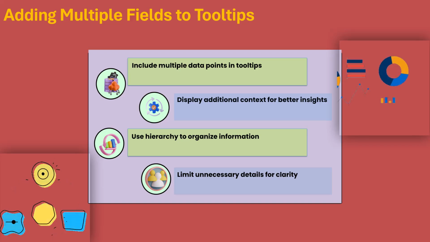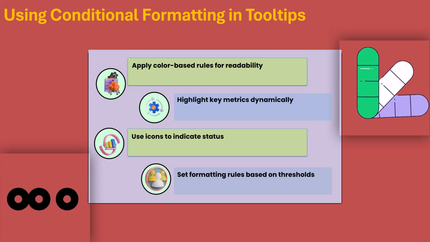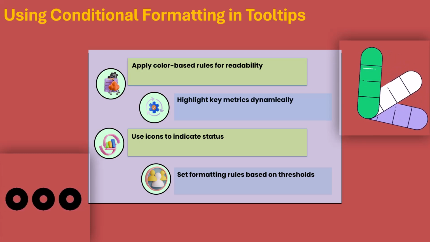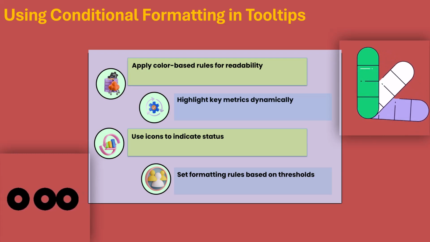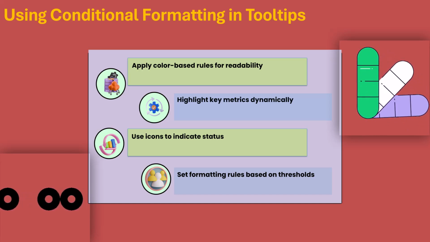Why settle for just one data point when you can have a buffet of insights? By adding multiple fields, tooltips offer extra context, helping users make smarter decisions. We can keep things organized using hierarchy and avoid clutter, because nobody likes a tooltip that feels like an overstuffed suitcase. Think of conditional formatting like a mood ring for your data. Colors change based on the situation. Green for good, red for caution, and maybe even a cheeky icon to drive the point home. These visual cues make insights instant, so users aren't left scratching their heads in confusion.